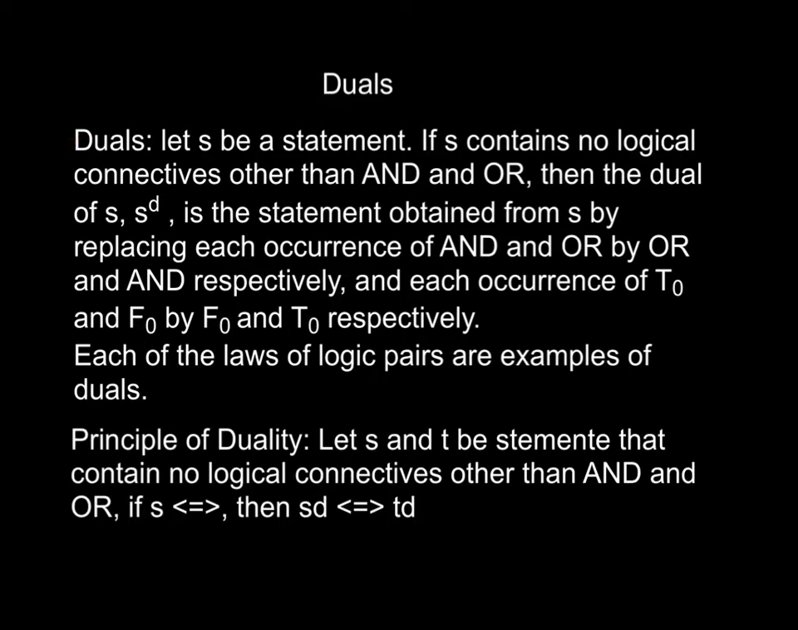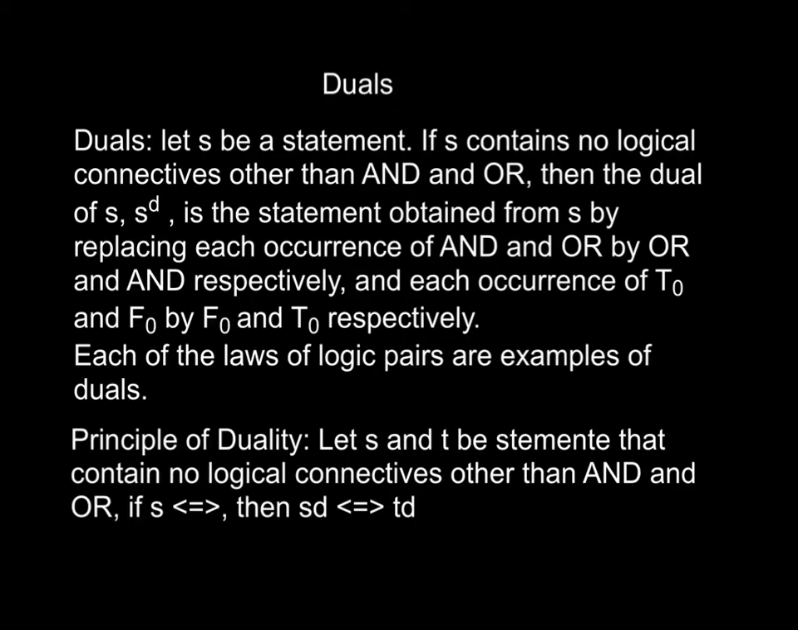Duals. Let S be a statement. If S contains no logical connectives other than and, or, then the dual of S, denoted S superscript D, is the statement obtained from S by replacing each occurrence of and, or by or, and, respectively, and each occurrence of true and false by false and true, respectively. So in other words, just replace every and by or and every or by and. Every true replace with false, and every false replace with true. And then you'll have the dual of the statement.